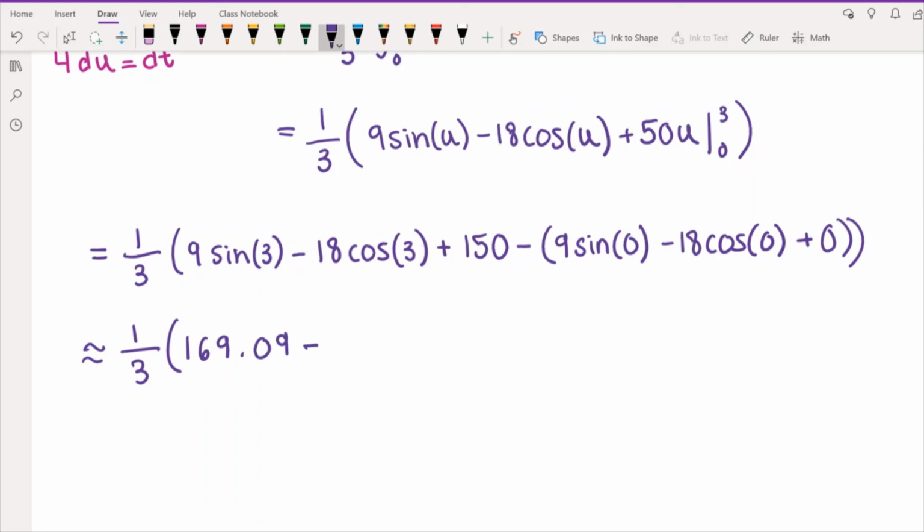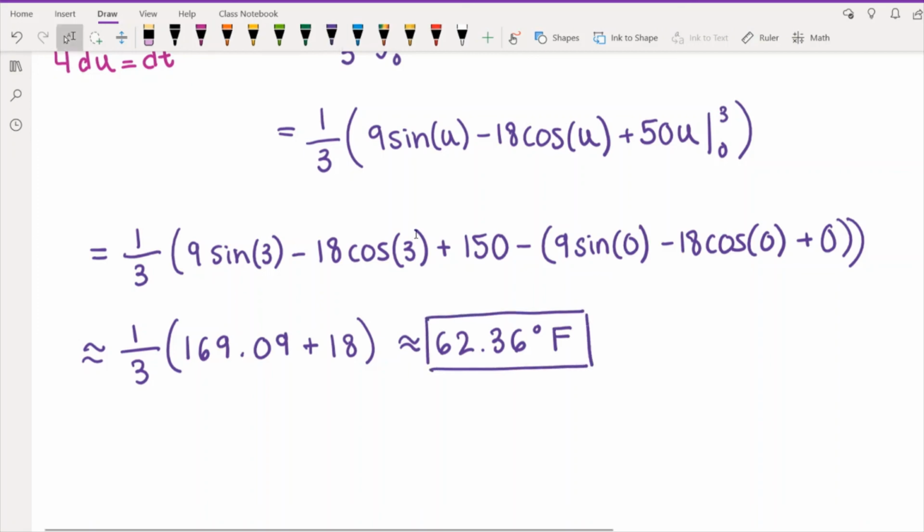And then what is 9 times sine of 0? Well, that's just 0. And then what is cosine of 0? That's 1. So this is going to become plus 18, right? Because we have a minus, and then we have another minus. So here and here, that becomes a plus, and then cosine of 0 is 1, so we have plus 18. So what's this going to give us? Well, this is approximately equal to 62.36. So that is our average temperature over the time period.